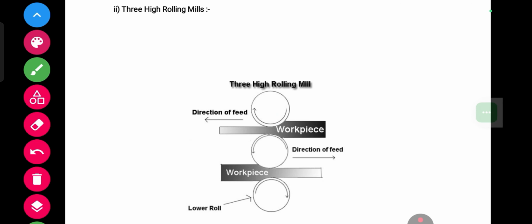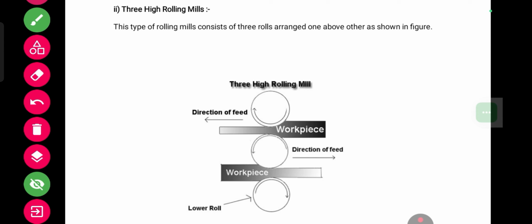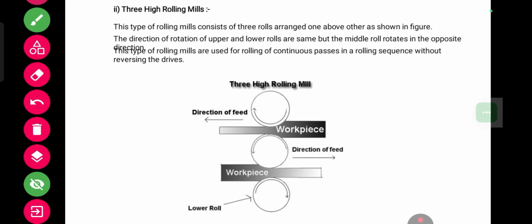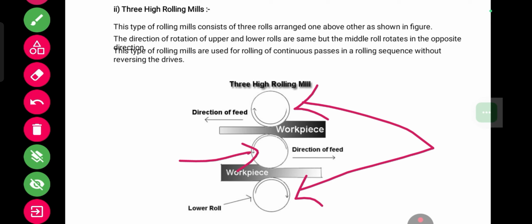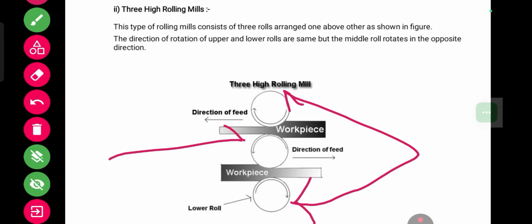Now we will see the second rolling mill, which is the 3 high rolling mill. Here you can see the diagram of the 3 high rolling mill. A three high rolling mill consists of three rolls arranged one above the other as shown in the figure. The direction of rotation of upper and lower rolls is the same, but the middle roll rotates in the opposite direction. These two have the same direction, and this roll has the opposite direction.